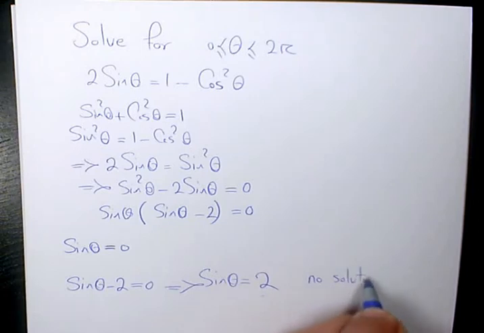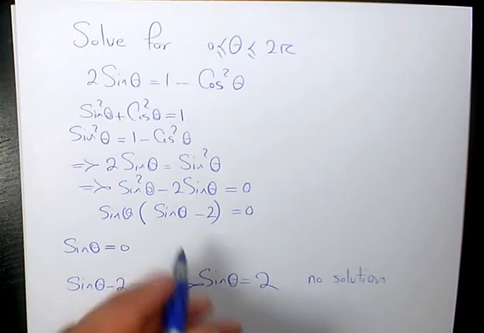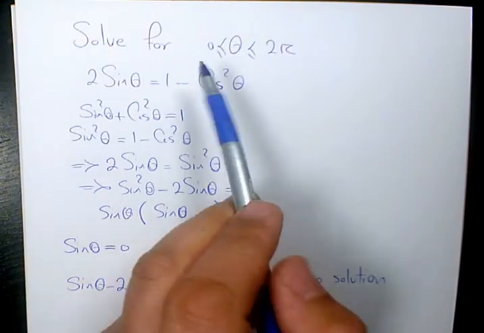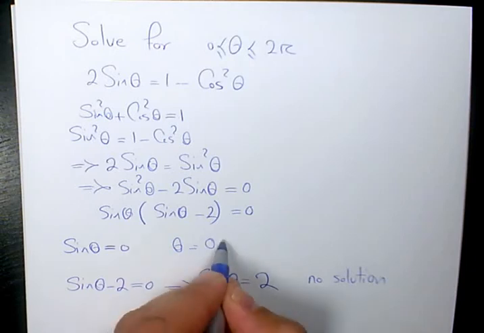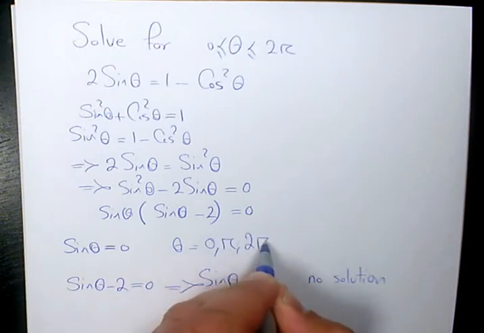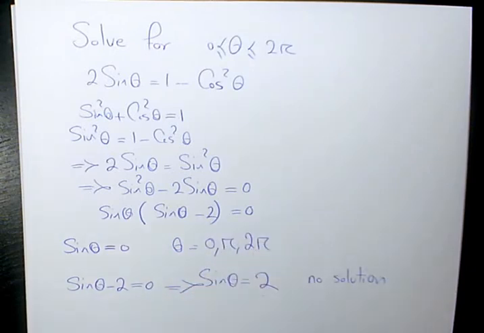What about the other? We have sine theta equals 0, and theta must be, when we have between 0 and 2 pi, 0, pi, and 2 pi. So these three values for theta make sine equal to 0. So sine 0 is 0, sine pi is 0, and sine 2 pi is 0 as well. So we have three answers to this question, which are 0, pi, and 2 pi.